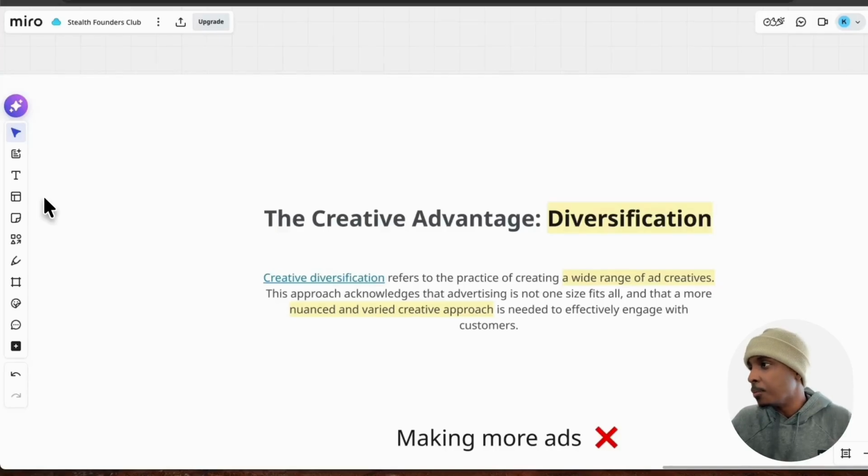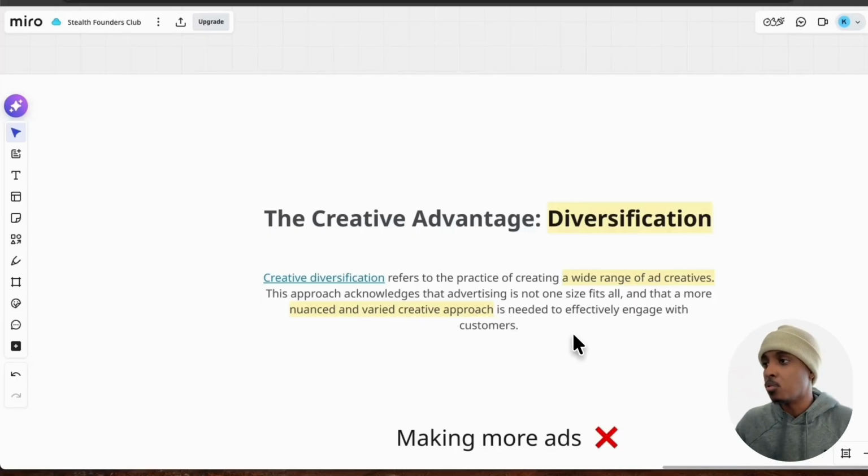A common mistake I see people make when they're running ads to their school community is just launching too many ads at once. And I think the reason for that is because people talk a lot about creative diversity. And this is from Meta themselves. They say creative diversification refers to the practice of creating a wide range of ad creatives. Right, so you need a more nuanced and varied creative approach to effectively engage with customers.